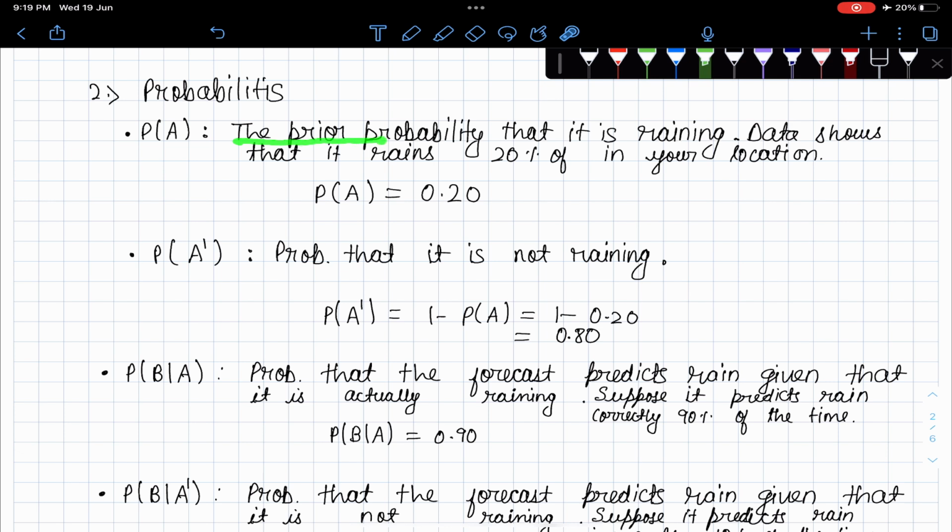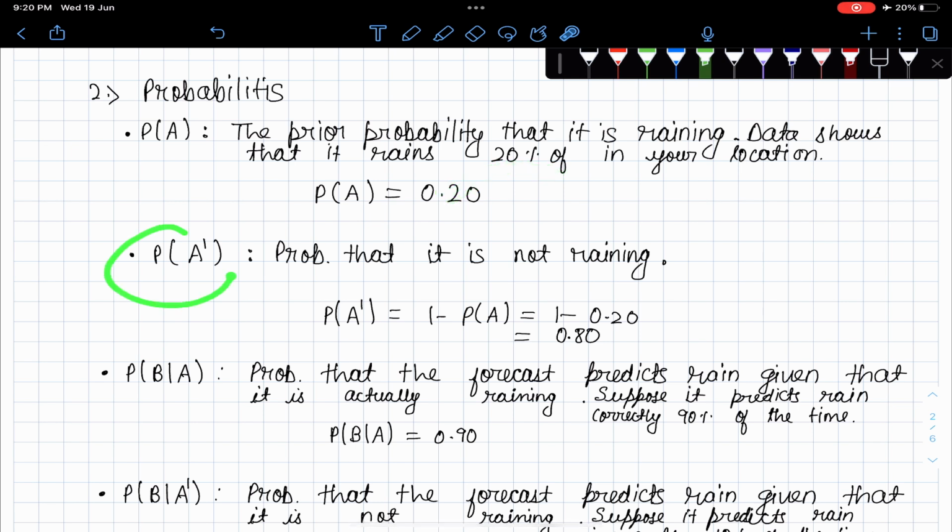So the prior probability that it is raining: the data shows that it rains 20% of the time in your location. Suppose the chance of rain is 20% according to our previous data, that if it is that cloudy, then it will rain 20% of the time. It does not always rain, but sometimes it rains. It's 20%, it is not much, but it is 20%.